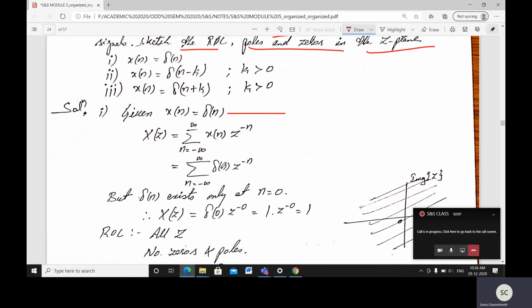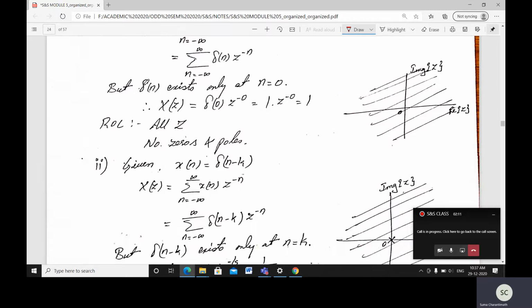Therefore, x of n is delta of n z raised to minus n, but delta of n exists only at n equals 0. We have come across this: the delta function exists only at n equals 0, and only at that point you get your delta of n function. Therefore, at n equals 0, you just substitute n equals 0.